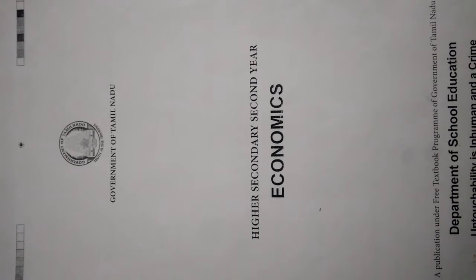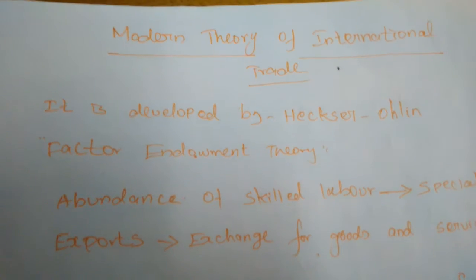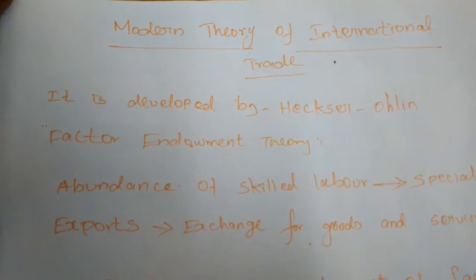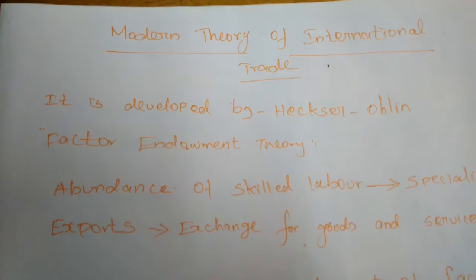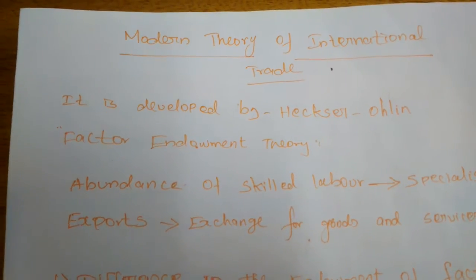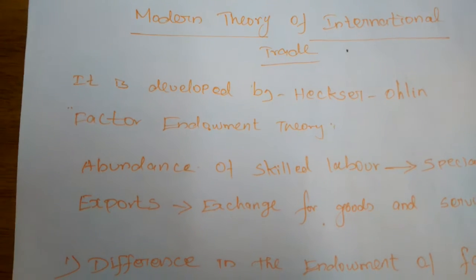And last day we have studied the absolute cost advantage and the relative cost advantage. So today we will study the modern theory of international trade. It is different from the classical theories. Last day we studied the absolute cost advantage theory and the comparative cost advantage theory. These two theories were classical theories of international trade. So today we will study one of the modern theories of international trade.